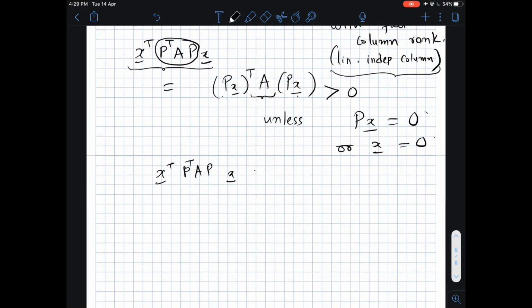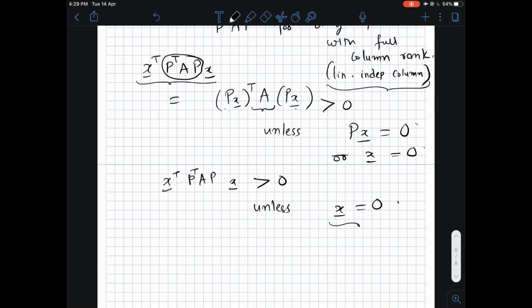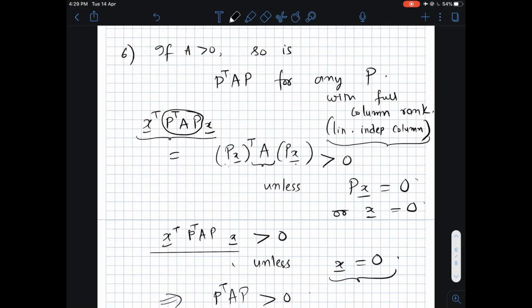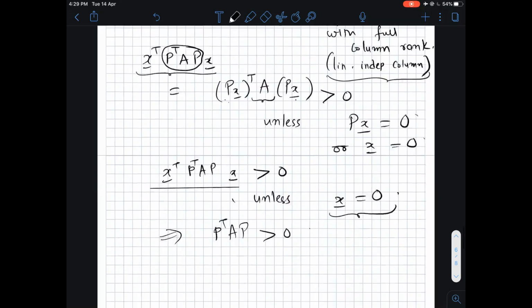So what do we have in summary? We have that this quadratic form x transpose P transpose APx is bigger than 0 unless x equals 0. And when x equals 0, this quadratic form is clearly 0. So this is precisely the definition of positive definiteness, which implies that P transpose AP is positive definite. P transpose AP is bigger than 0. So that is one of the very important properties. In fact, the property that I talked about for submatrices is actually a consequence of this.